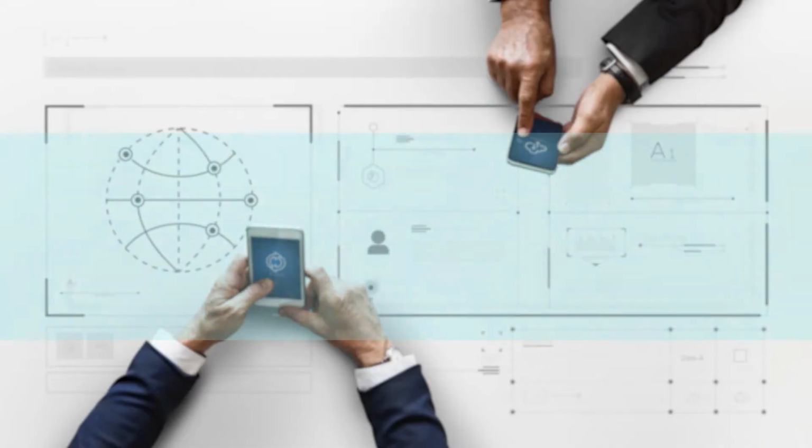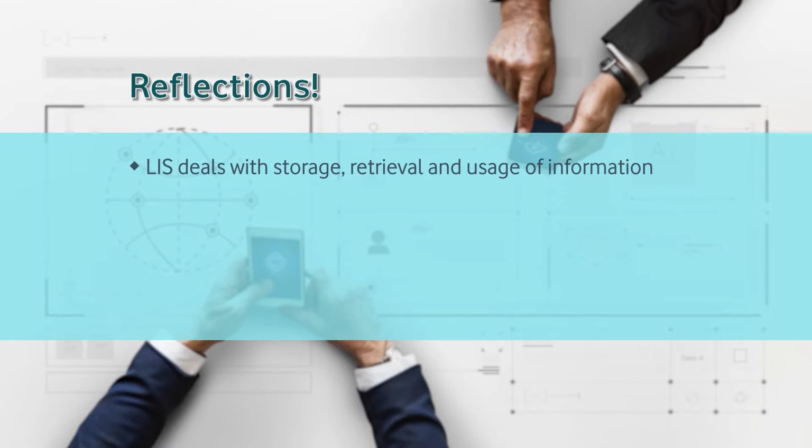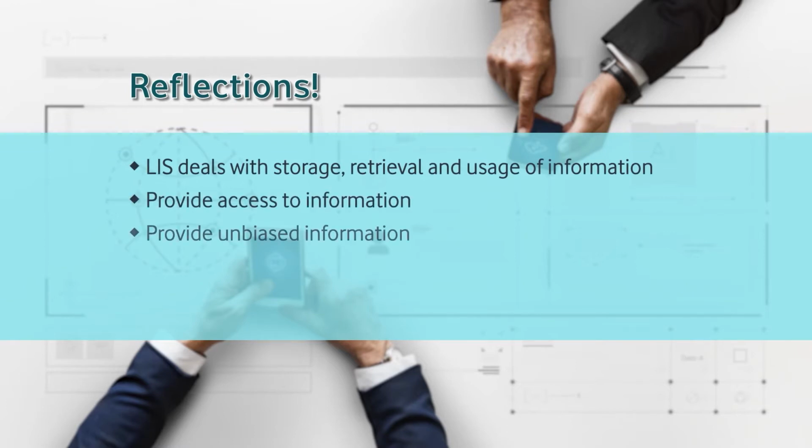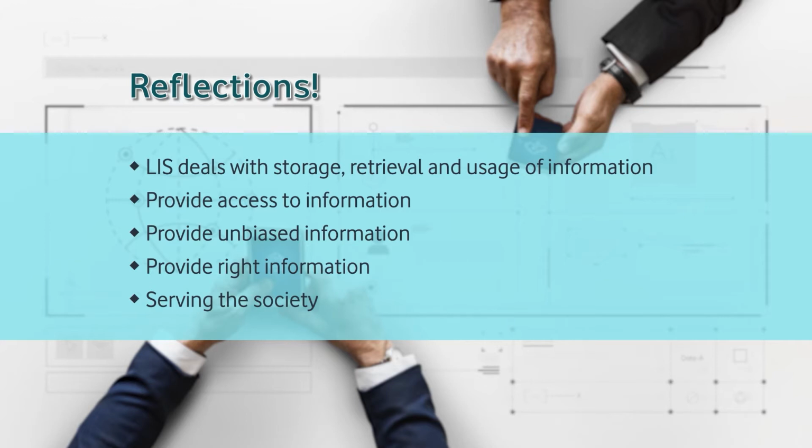One is access to information. Second is to provide unbiased information. And the third one is finding the right information for the users. And the fourth one is serving society through the records. So the reflection is what we have just covered. Library and information science deals with storage, retrieval, and usage of information. And the primary purposes, as I have just mentioned, are that it provides access to information, provides unbiased information, provides the right information, and serves the society. So these are just the reflections of what we have just covered so far.